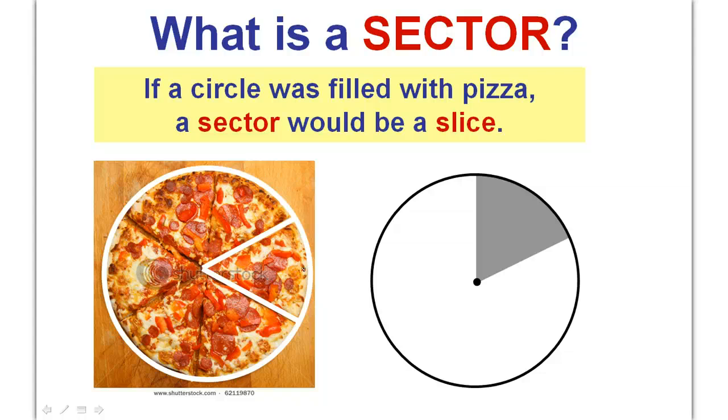So basically, when I talk about a sector, you could imagine that the circle was filled with pizza. If the circle was filled with pizza, a sector would be a slice of that pizza. So that's the best analogy I can give you, okay? If you look at this diagram on the right, the shaded area here is going to be a sector. Do you see the difference between a sector and arc length? Arc length would just be the edge, but a sector includes all the space in the slice, okay?